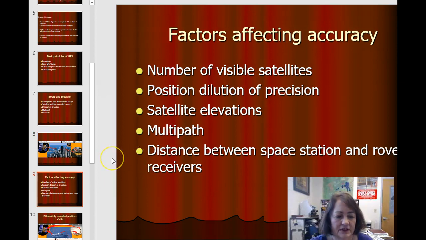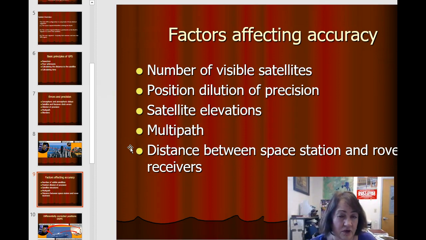So, factors affecting accuracy. Remember, there's a difference between accuracy and precision, because if you recall from chapter 2, especially engineering surveyors, accuracy has to do with how close you are to correct. Precision has to do with how close the measurements are to each other. So basically, factors affecting accuracy can be the number of visible satellites.